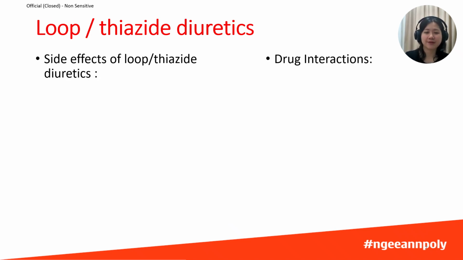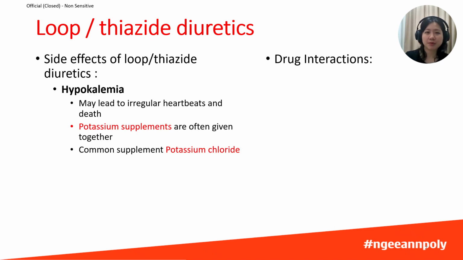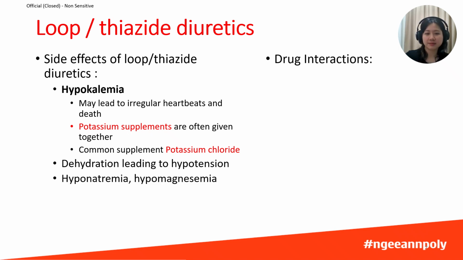Let's look at the side effects of loop and thiazide diuretics. The most important and frequent problem with thiazide and loop diuretics is hypokalemia, which is low potassium in the blood. This sometimes requires treatment with potassium supplements, usually potassium chloride. It can also cause dehydration, leading to hypotension, which can cause dizziness. It can cause electrolyte imbalances, such as hyponatremia and hypomagnesemia, which is low sodium and low magnesium in the blood.